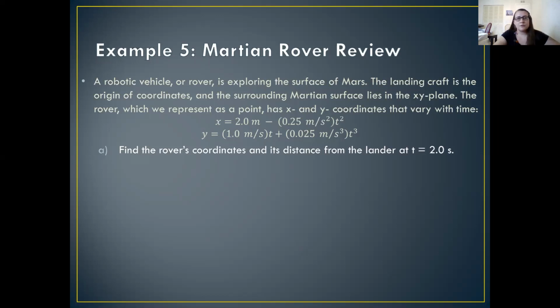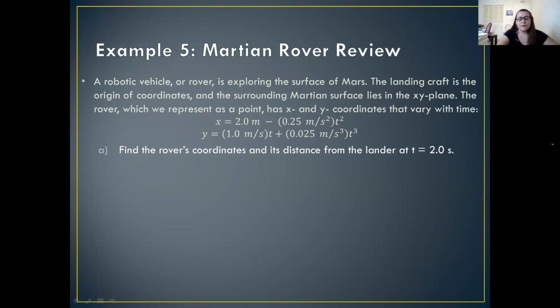A robotic vehicle, or rover, is exploring the surface of Mars. The landing craft is the origin of our coordinates, and the surrounding Martian surface lies in the XY plane. The rover, which we represent as a point, has X and Y coordinates that vary with time. X equals 2 meters minus 0.25 meters per second squared times time squared. And Y is 1 meter per second times time plus 0.025 meters per second cubed times time cubed.